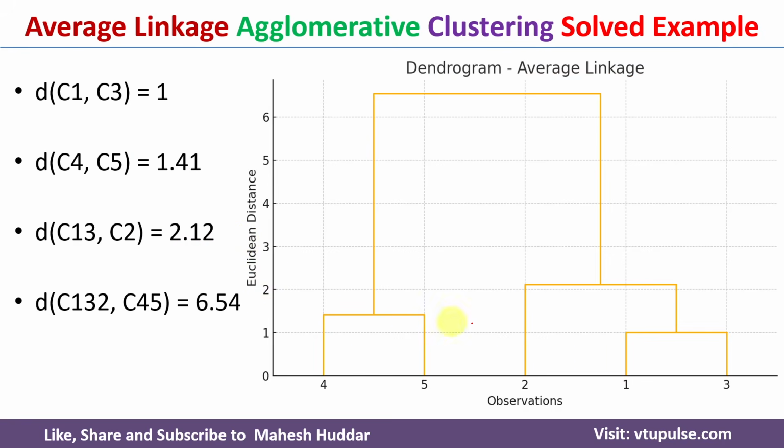Next, we need to draw the dendrogram. First we merge the clusters C1 and C3 with a merging cost of 1. After that, we merge the clusters C4 and C5 with a merging cost of 1.41. Then we merge the cluster C13 with C2 with a merging cost of 2.12. Then we merge the cluster C132 with C45 with a merging cost of 6.54. This is how we can find the distances, and we can draw the dendrogram by using the average linkage agglomerative clustering algorithm. I hope the concept of the average linkage agglomerative clustering algorithm is clear.